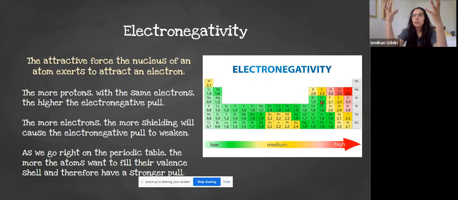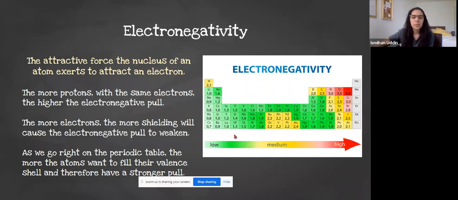So obviously the more protons that you have with the same amount of electrons, you have to remember nuclei are attracting electrons, and the other electrons in that atom are providing a repulsive force. So the more nuclei that we have and the same amount of electrons, we're obviously going to have more electronegativity. Similarly, more electrons around the same amount of nuclei are going to weaken the electronegative pull.